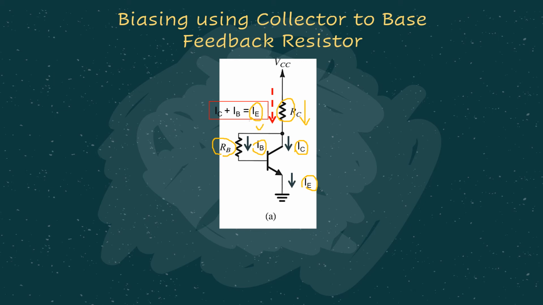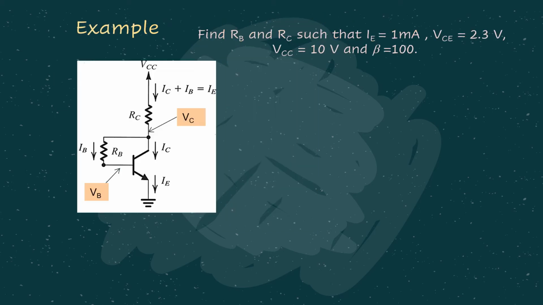Why? Because later this current will be divided into two, IC and IB. IC plus IB is actually the IE. You only need to take note of this important part. The rest will just be the same. So let's have a look at the example related to our feedback resistor circuit.